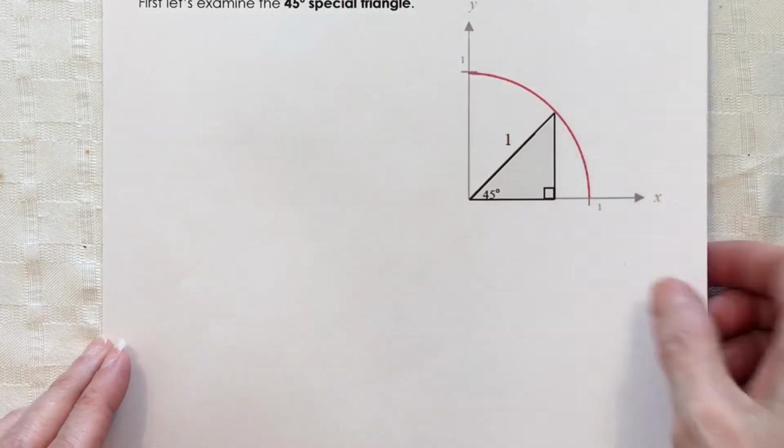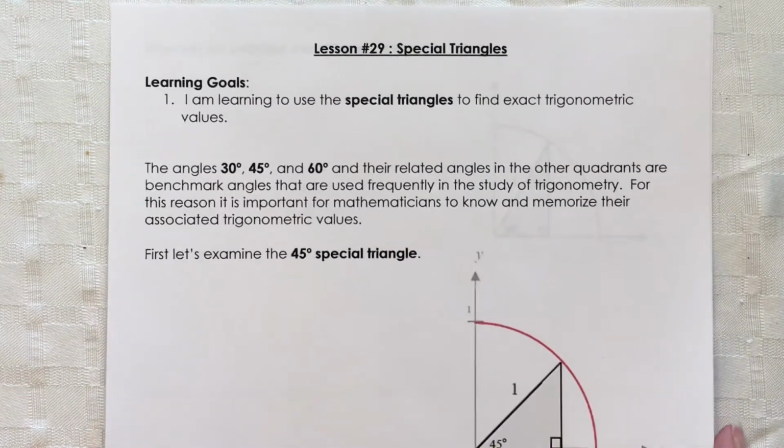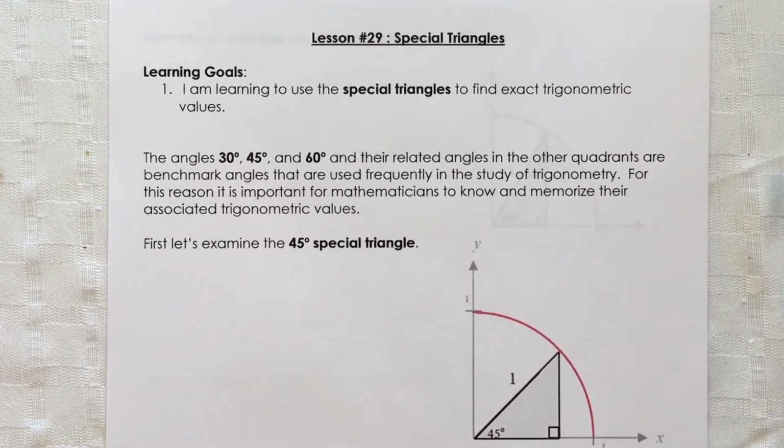All right, so our lesson today is on the special triangles. So we're learning to use the special triangles to find exact trigonometric values. So this is really important for grade 12 advanced functions. The angles 30, 45, and 60 degrees, and their related angles in the other quadrants, are benchmark angles that are used frequently in the study of trigonometry. For this reason, it's important for mathematicians to know and memorize their associated trig values.